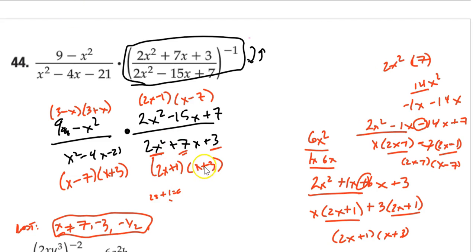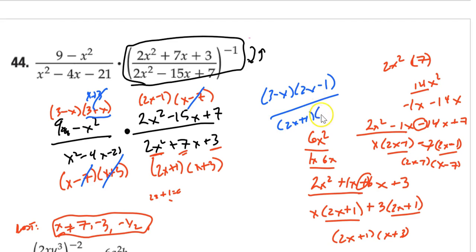And now we can finally cancel stuff out. Let's see, x minus 7's cancel. These don't cancel. Now look at this, x plus 3 and x plus 3, they're actually the same thing. Because it's a plus sign, it doesn't matter, so you don't have to do that negative 1 rule. They cancel out anyway. Here, the negative 1 trick won't work, because if you flip this to negative 2x plus 1, it still doesn't cancel. So I'm just kind of stuck. That's it. I have 3 minus x, 2x minus 1, all over 2x plus 1, x plus 3.